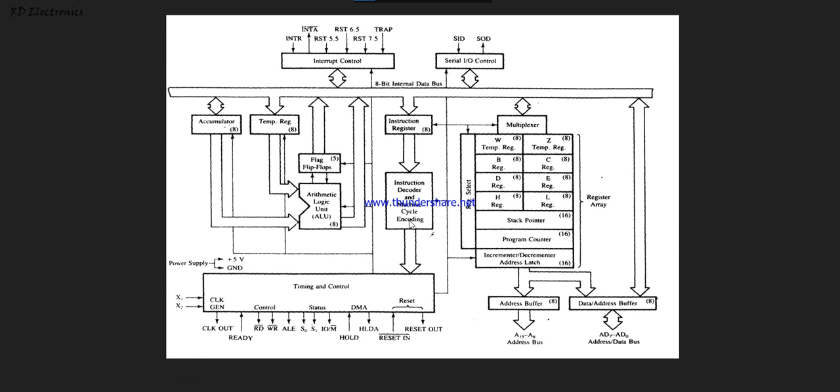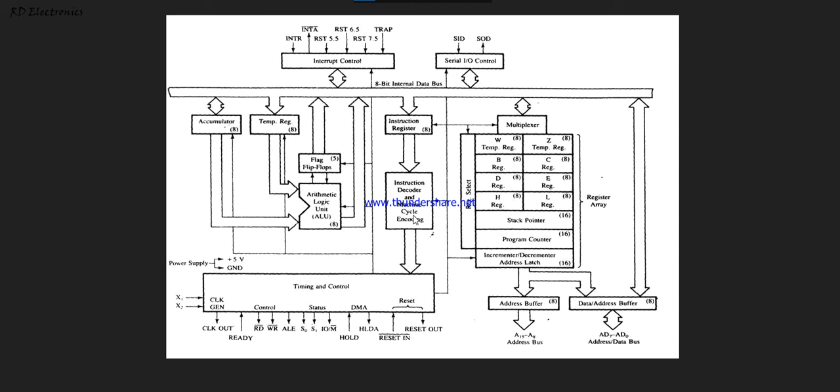Okay, today we discuss the internal architecture of the 8085. In the previous video we discussed the different types of registers that exist in the 8085, but today we discuss the internal architecture. This is the internal architecture of the 8085.